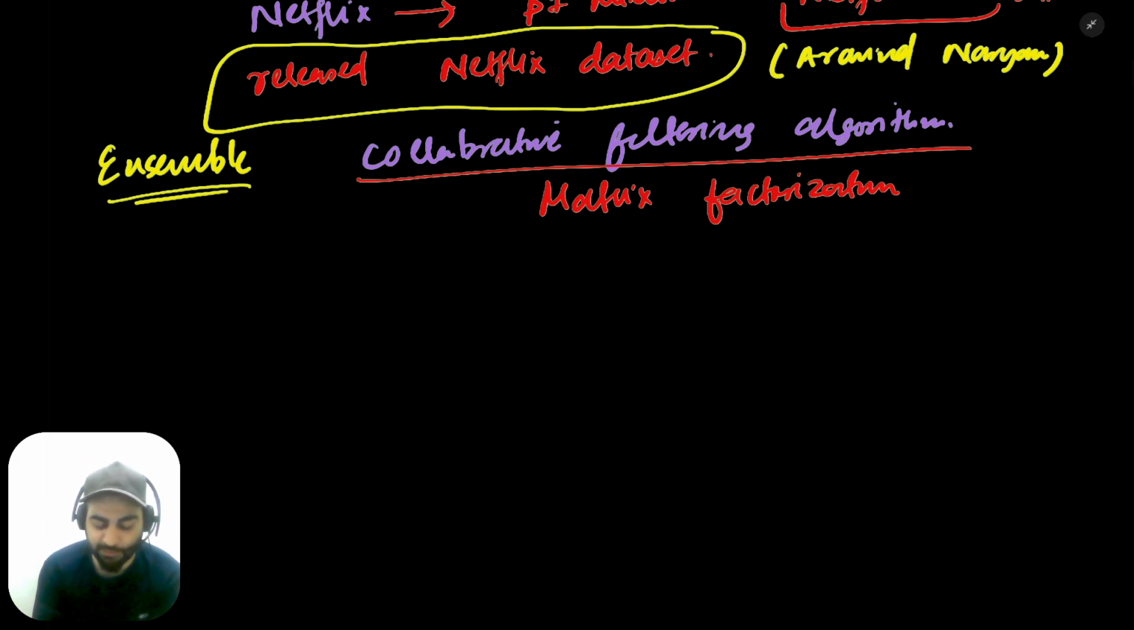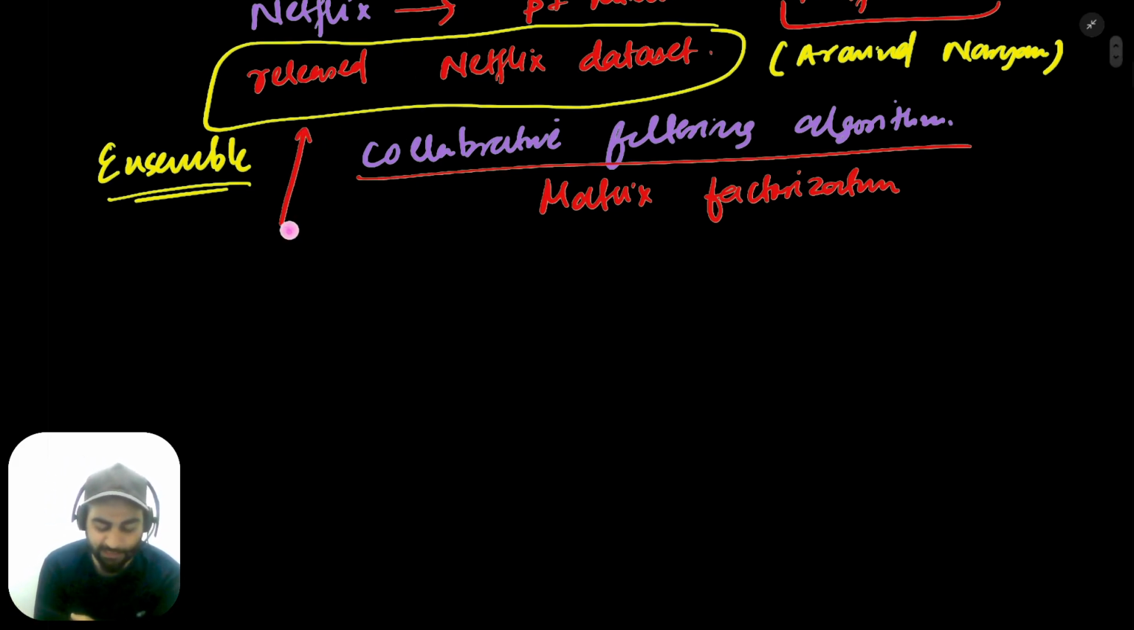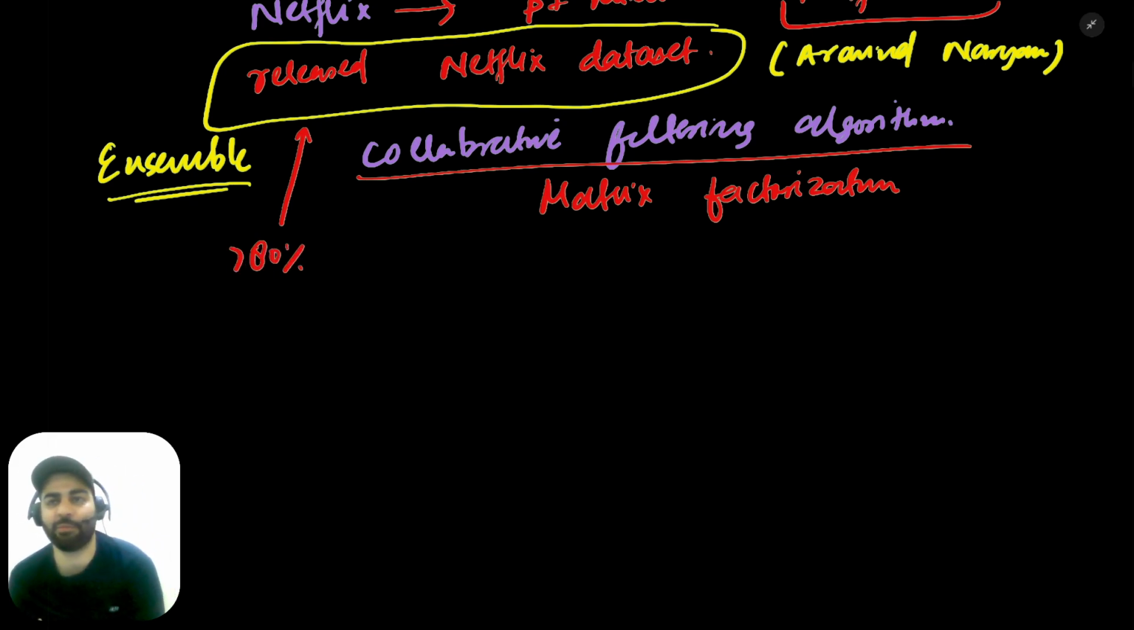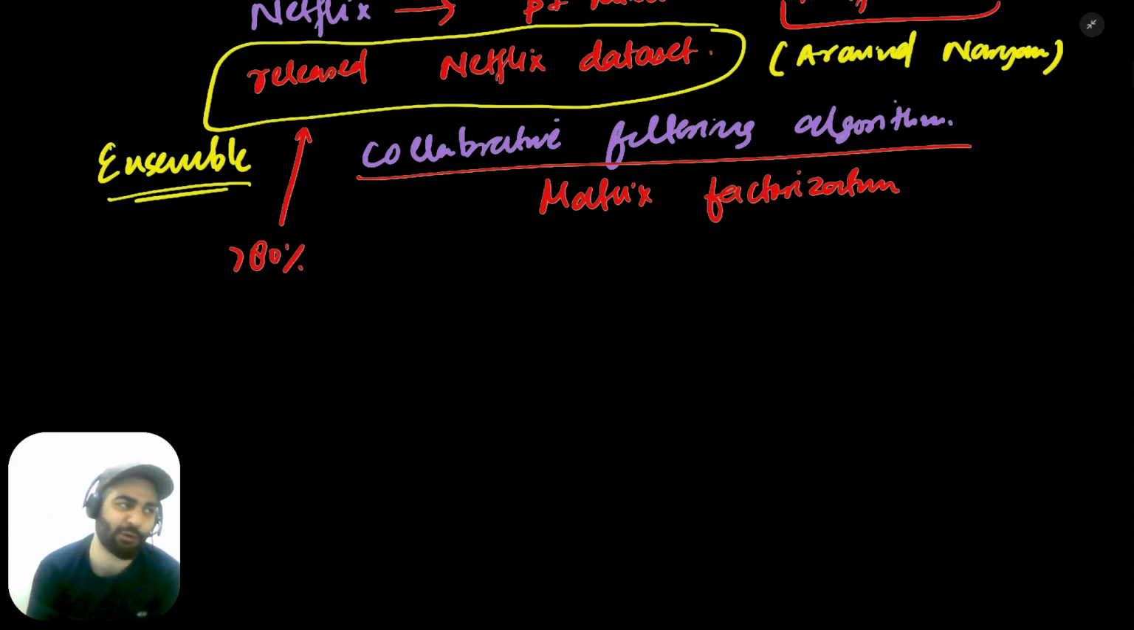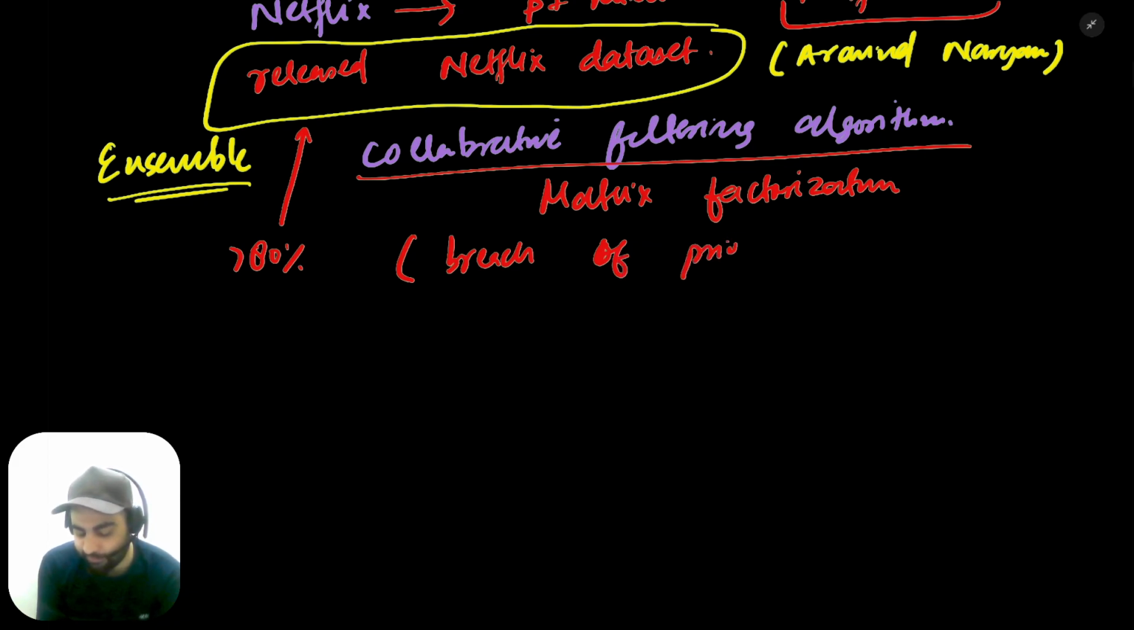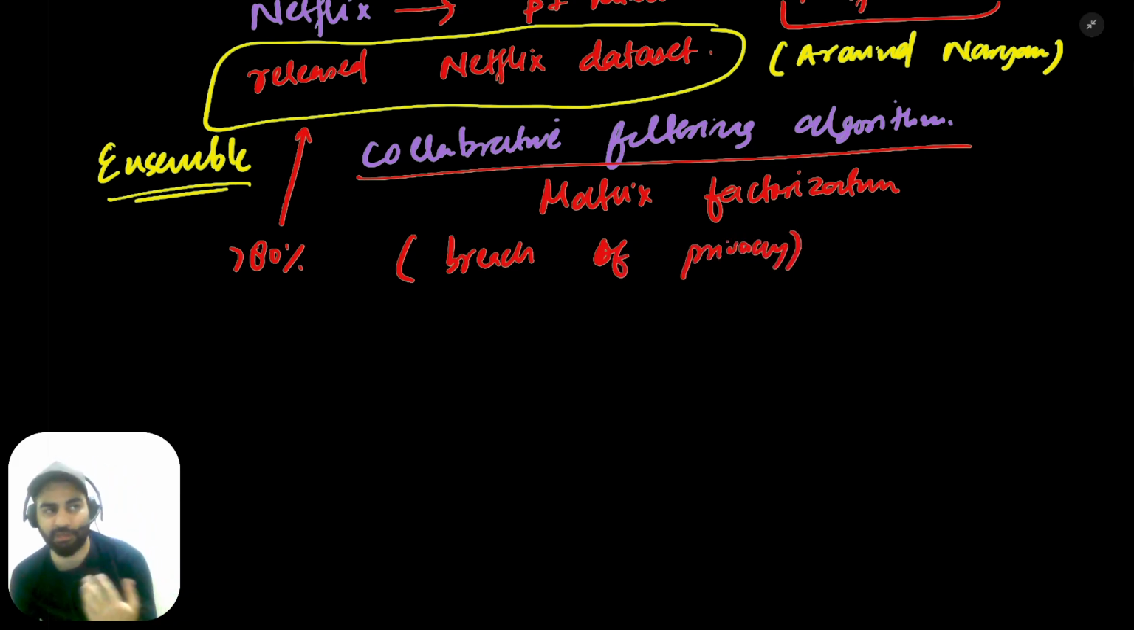They performed statistical analysis and reconstructed the whole data, and they were, I think, able to uniquely identify more than 80% of people. Netflix had to take the data set down afterwards because there was a huge breach of privacy. So for that, Netflix had to take the data set down.